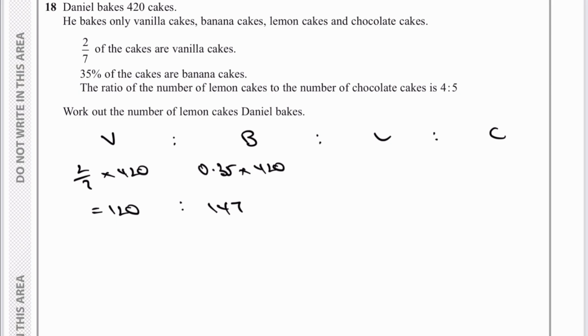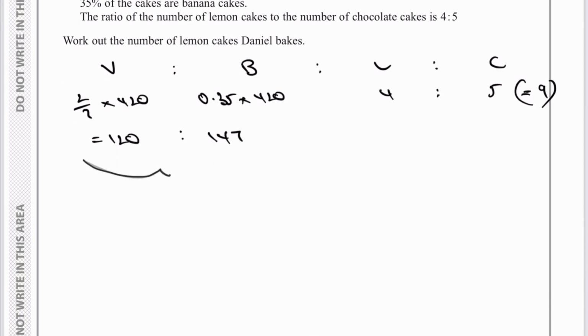And then it says the ratio of the number of lemon cakes to the number of chocolate cakes is 4 to 5. Okay, well that means we've got to be very careful, because we've got 420 cakes, but actually we're only accounting here for 9 cakes. We want a little bit more than that, because so far out of our 420 we've accounted for 267 cakes, which means that if we take one away from the other, what we actually need is to account for an additional 153 cakes.